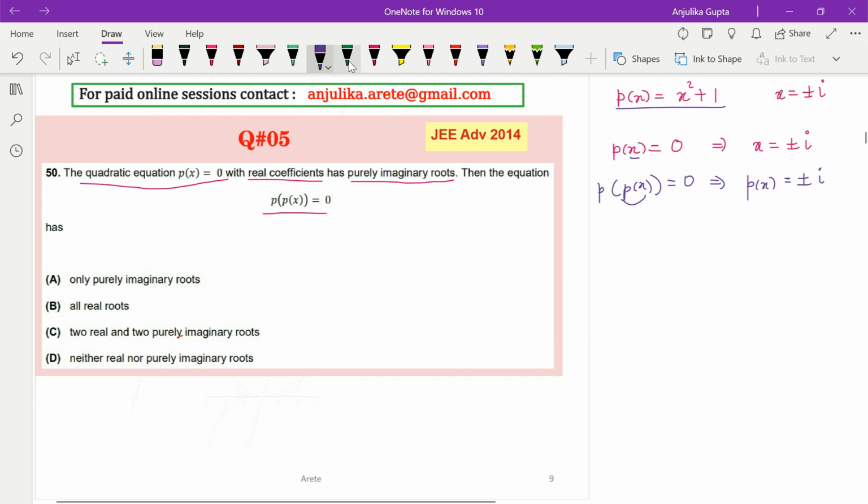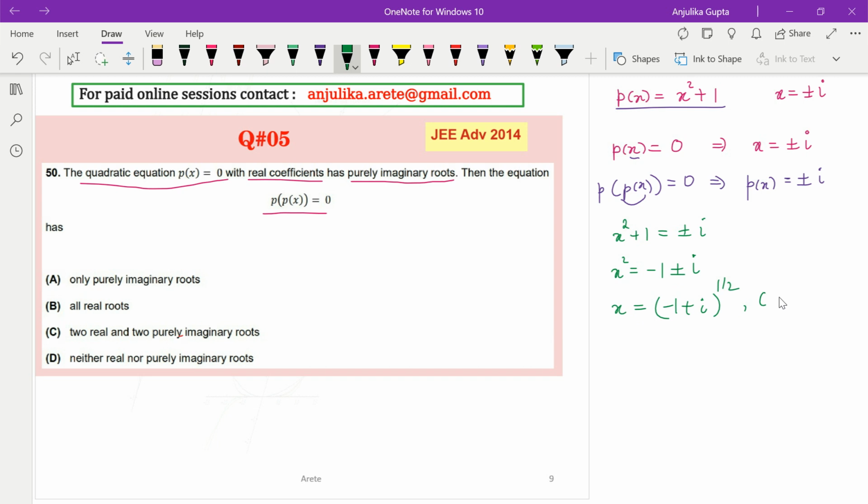Now let's just go forward and try to solve this. The p(x) which you have taken is x squared plus 1, equal to plus and minus i. Let's solve for x. You subtract 1 on both sides, so minus 1 plus or minus i. Still not done, you have to take a square root, so (minus 1 plus i) to the power half, and (minus 1 minus i) to the power half. From here you get two solutions, and from here also you get two solutions.